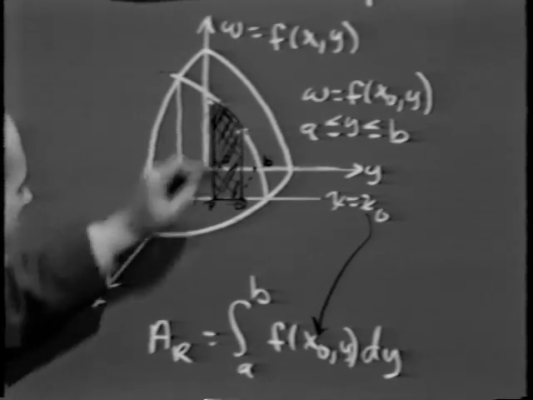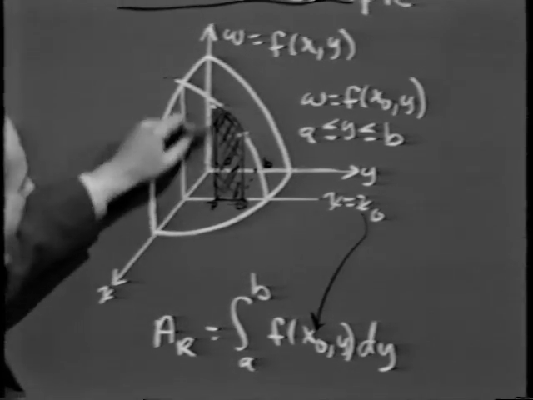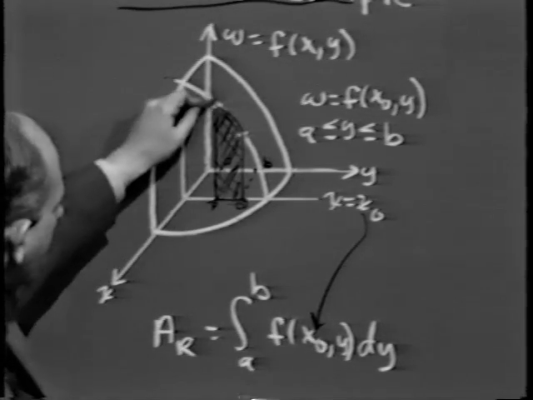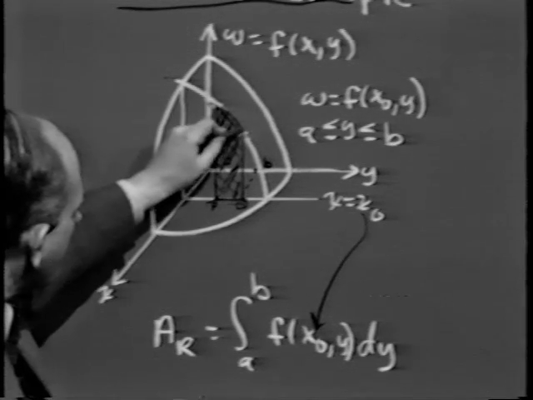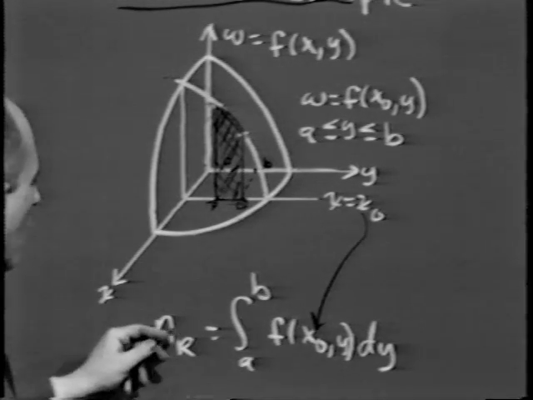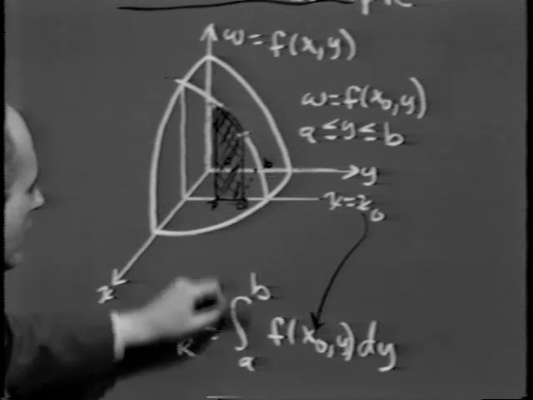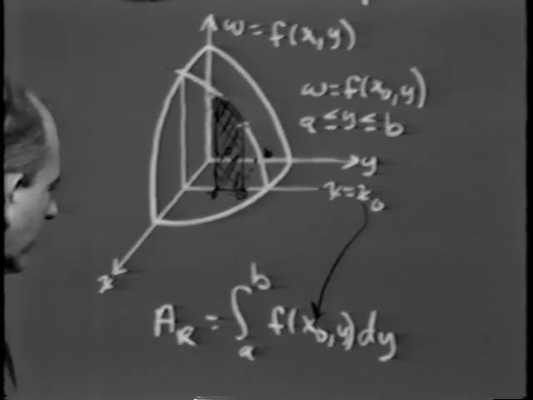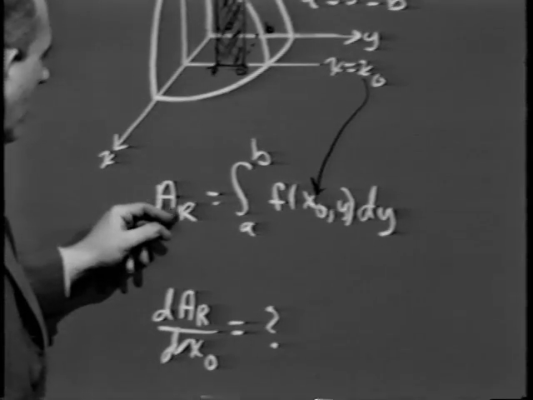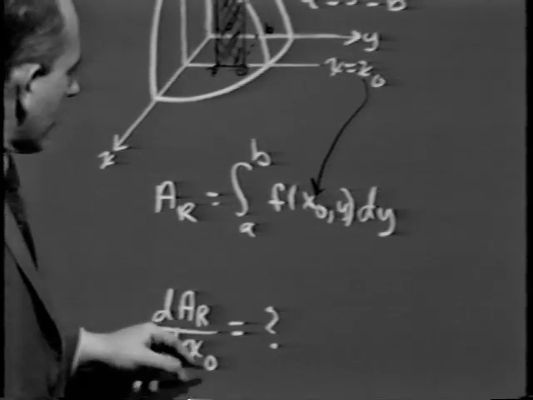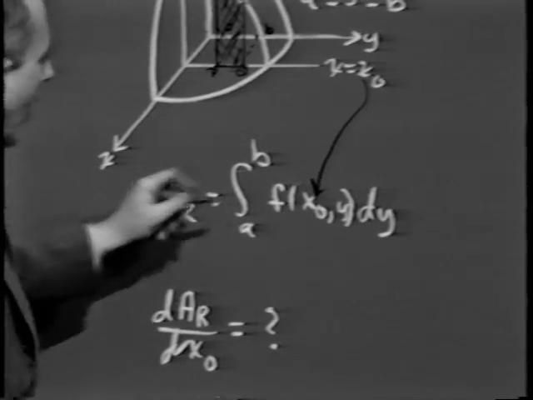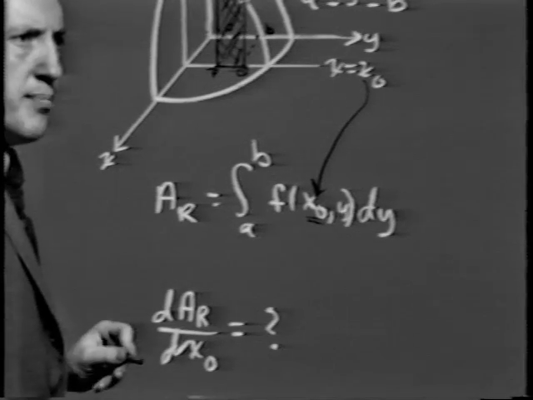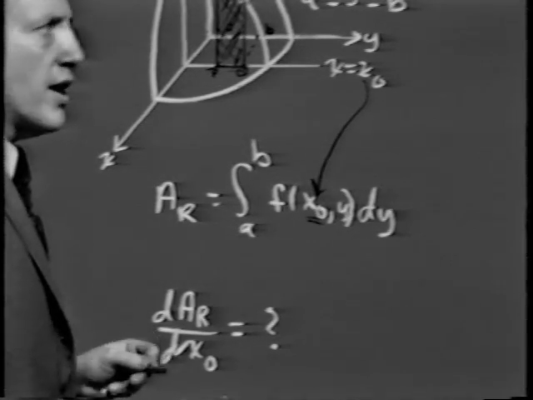This particular curve is given by what equation? F is a function of x0 and y. See, x0 is being held, x equals x0 for every point on this curve. And so the area of the region R is the integral from a to b, f of x0,y dy. And the question that very often comes up is, how do you find the derivative of A sub R with respect to x0? Noticing that A sub R is a function of x0 alone, the y dropping out between the limits a and b when we perform the operation of integration.